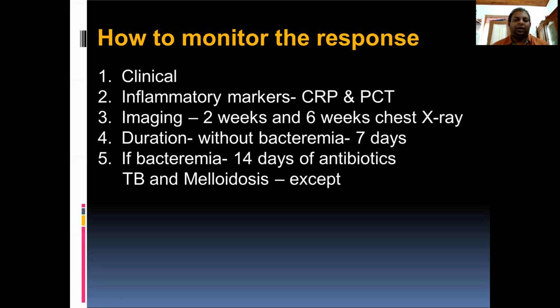Monitor the response, as I said earlier. This is very much important. For TB, we have to give at least 6 months. It depends. Melioidosis pneumonia, we have to give at least 21 days for bacteraemia without focus, that is ceftazidime or meropenem. Then we go for cotrimoxazole, double dose, 12 hourly for 90 days.